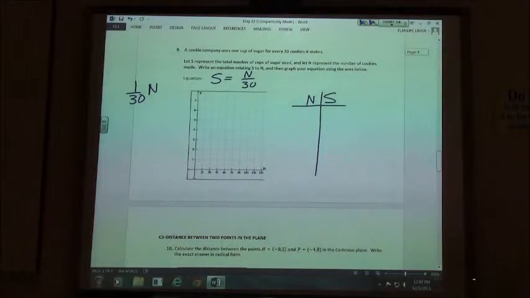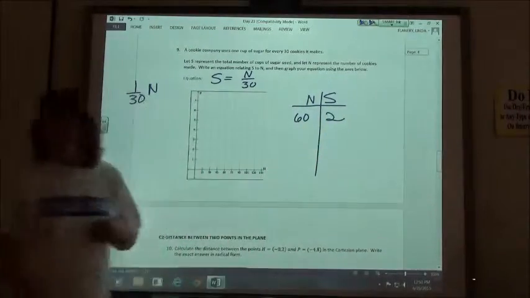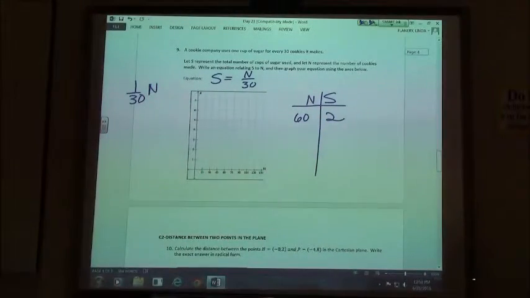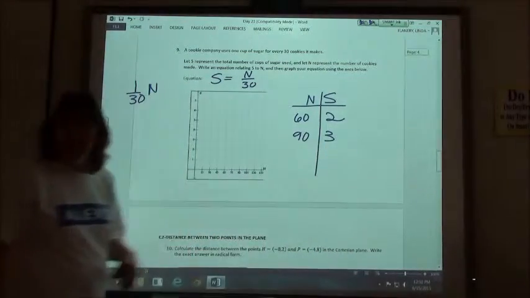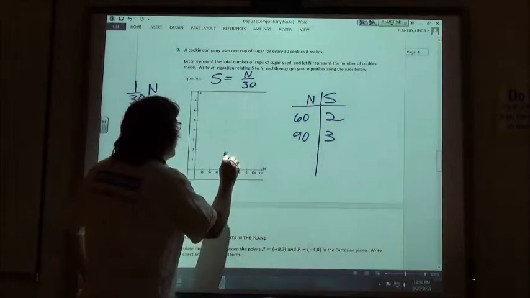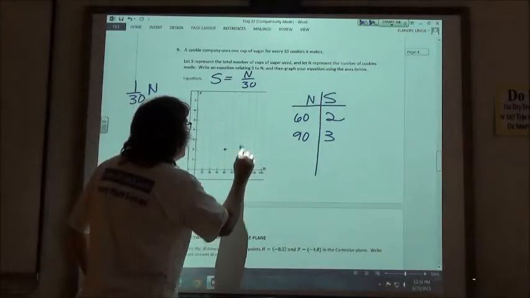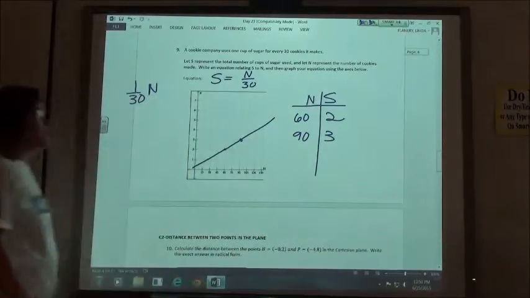How many cookies might I make? 60. That'd be a good one, because 60 divided by 30 comes out nice and even, and I can use 2. What might be another good number to use? 90. 90 divided by 30 also comes out nice, 3. So 60 with 2, 90 with 3, and I can draw my line, and it looks something like that.